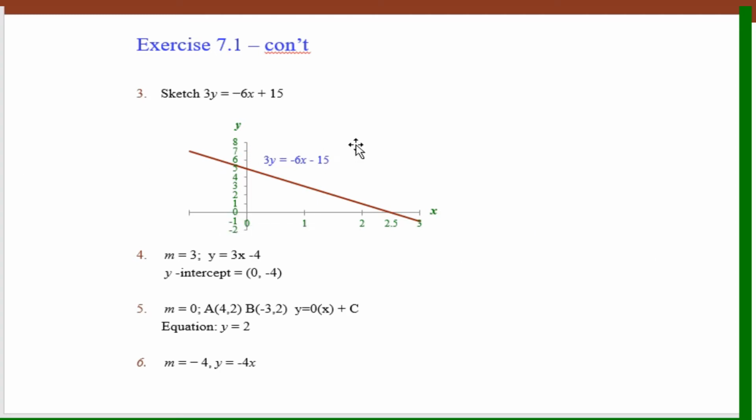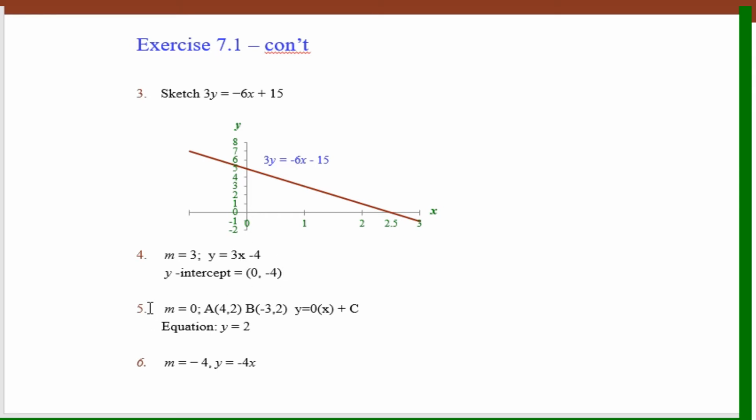You can label with this if you can see it. Because you only need to find when x is 0, what is y? When y is 0, what is x? That's all I want you to come up with. Number 4, they have asked you to find the gradient. So you rearrange the equation. You find y equals to 3x minus 4. Gradient is 3. Y-intercept is negative 4.